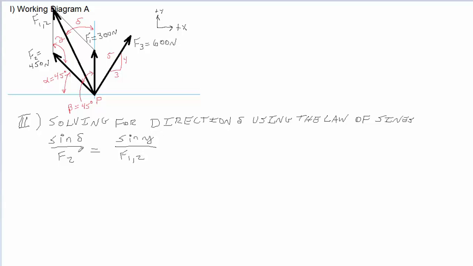Now if we look at this equation, we know F2, we know gamma, we know F1,2, but we do not know delta. So we're going to solve this equation for delta. Multiply both sides by F2, and then we have sine of delta equals F2 times sine gamma over F1,2. Then we take the inverse sine, and we end up with this equation. Delta equals the inverse sine of F2 times sine gamma over F1,2.